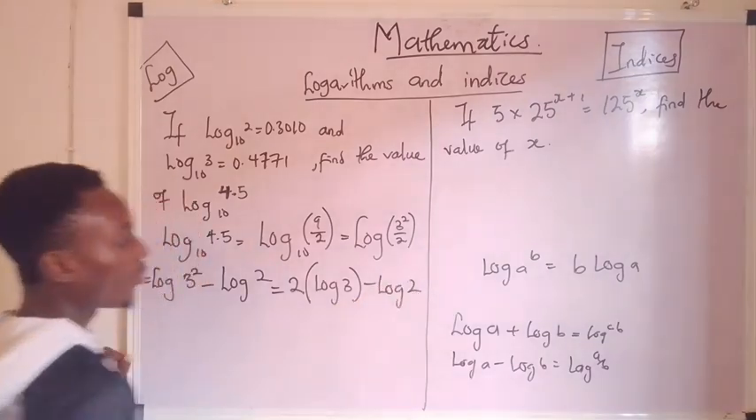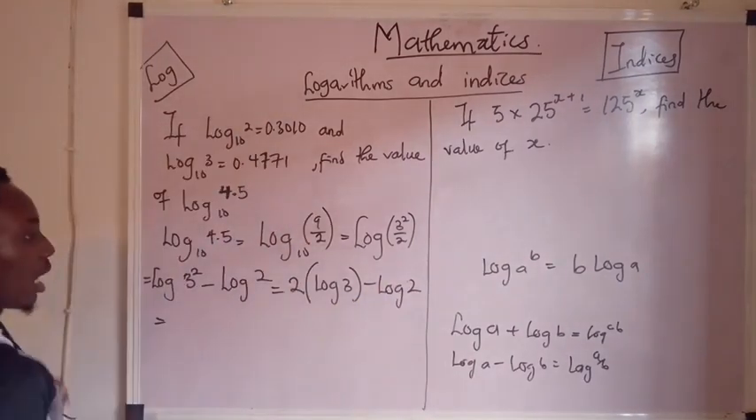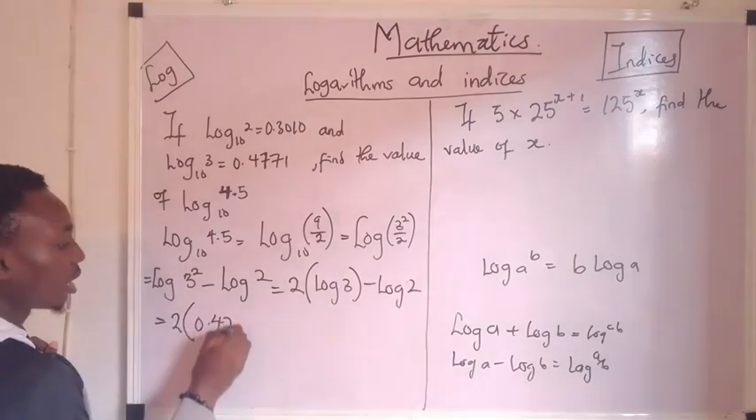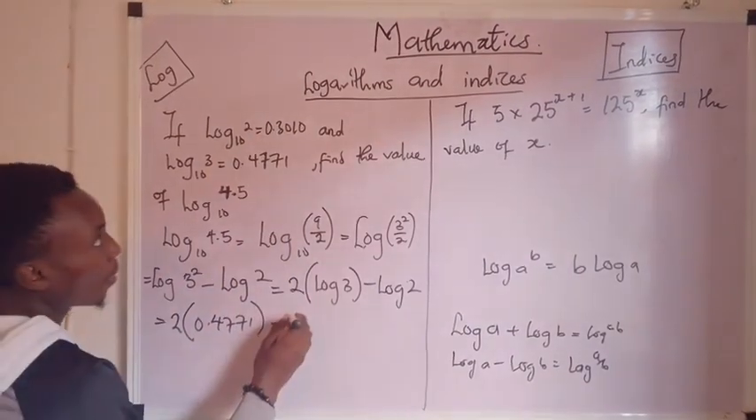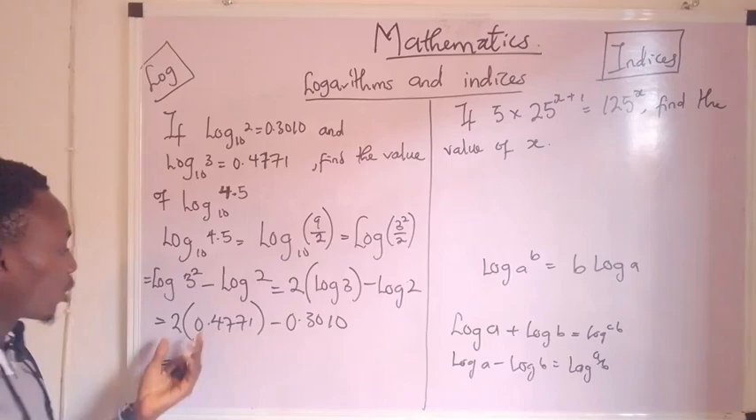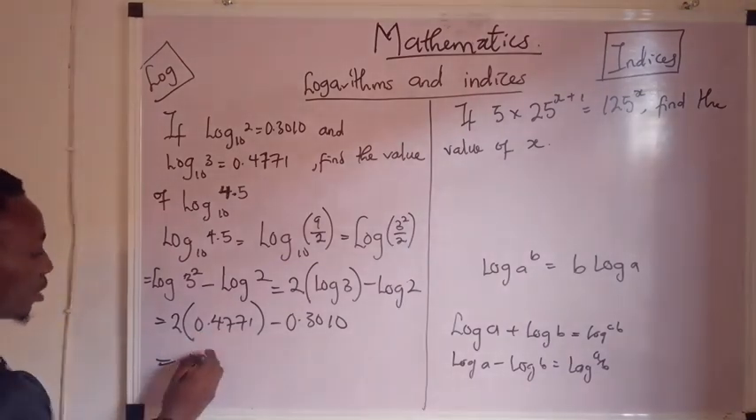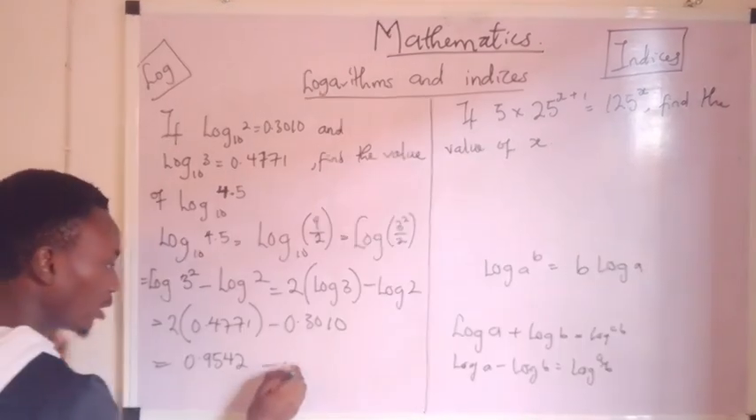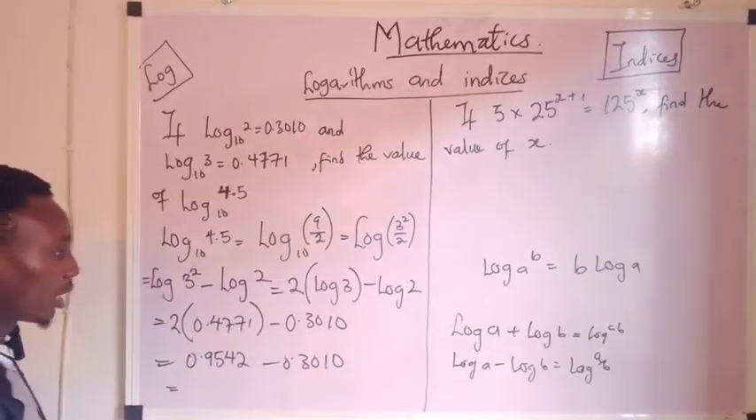Now what do we do after I've gotten this kind of value? We simply substitute these 2 here. Now this will give us 2 times 0.4771 minus 0.3010. And 2 times this will actually give us 0.9542 minus 0.3010, which will be equal to what now?